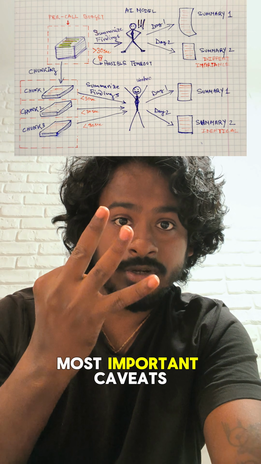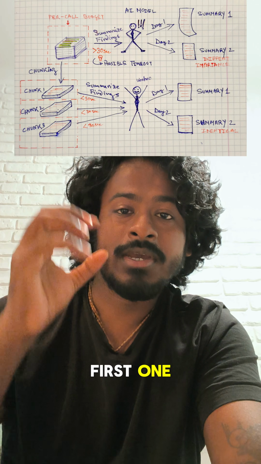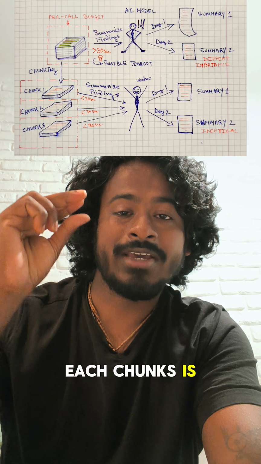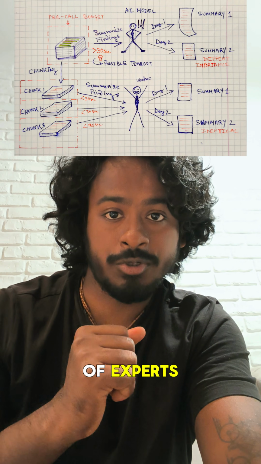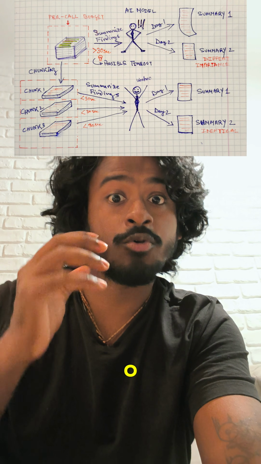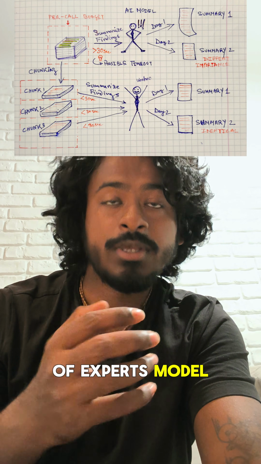Three of the most important caveats. First, each chunk is possibly going to a different mixture of experts, if the model is an MoE, mixture of experts, model.